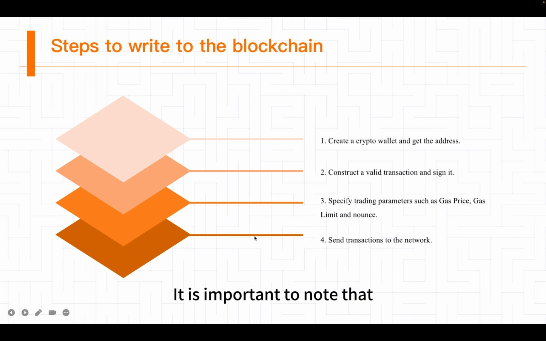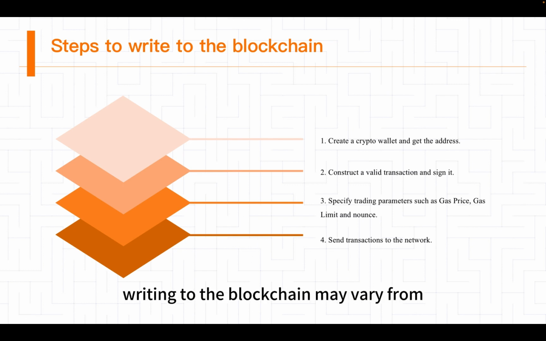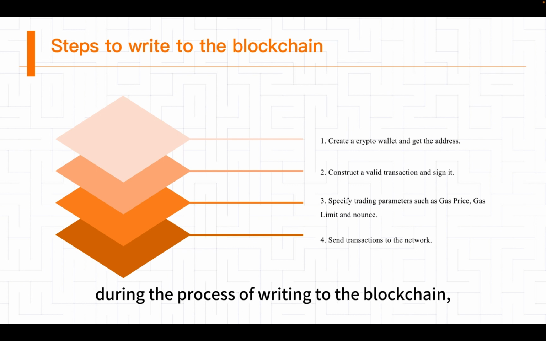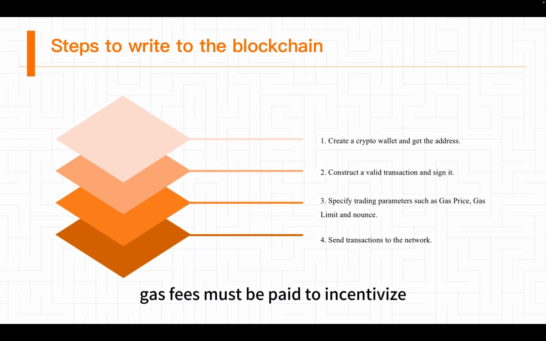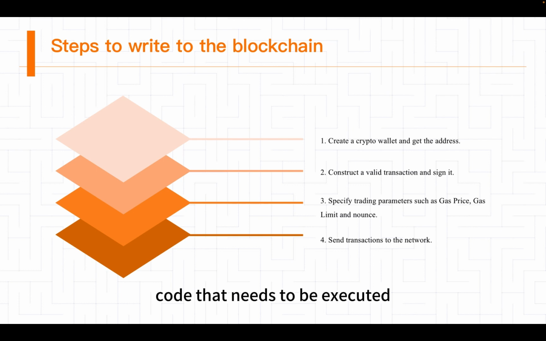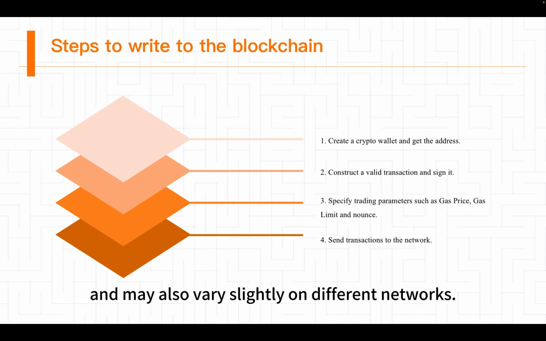It is important to note that writing to the blockchain may vary from application to application and may involve additional details and security measures in practice. For example, during the process of writing to the blockchain, gas fees must be paid to incentivize miners to verify and process transactions. The amount of these fees is based on the size of the smart contract code that needs to be executed and the computational resources required to run it, and may also vary slightly on different networks.